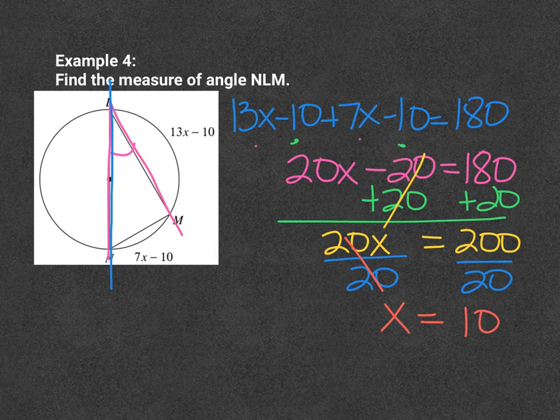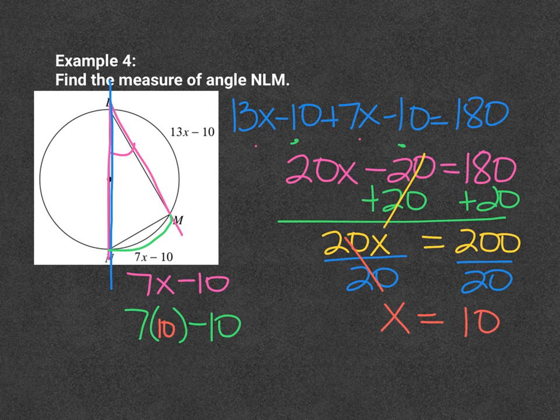So now I can find out what the intercepted arc is, which is here. So I'm going to plug in 10 into x. So I have 7x minus 10, and wherever I see an x, I'm going to plug in 10. So I have 7, plug in my 10. Bring down negative 10. So 7 times 10 will give me 70. Minus 10, that's going to give me 60. 70 minus 10 is 60. That means that my intercepted arc equals 60 degrees right here.